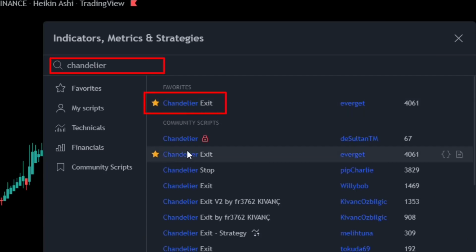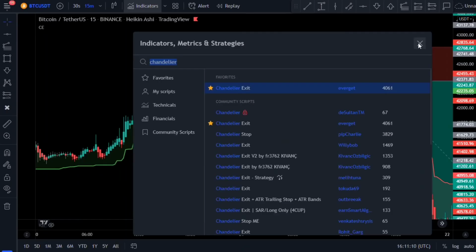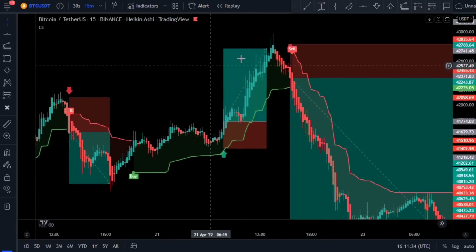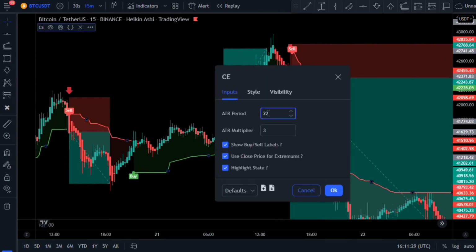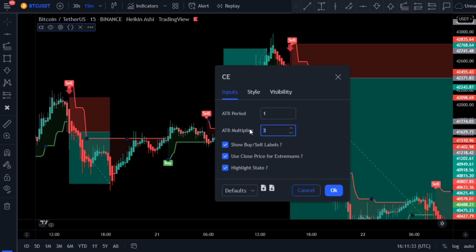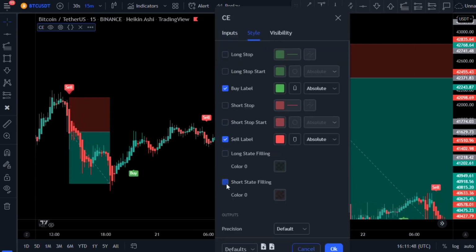I search for the indicator. Add this indicator to the chart. We have used this indicator before, but this time it is different. In the settings, I will make new changes to the indicator. From the inputs section in the first option, I change the number 22 to 1. I also change the number of the second option to 2.3. In the style section, except for the buy label and sell label options, disable all options.